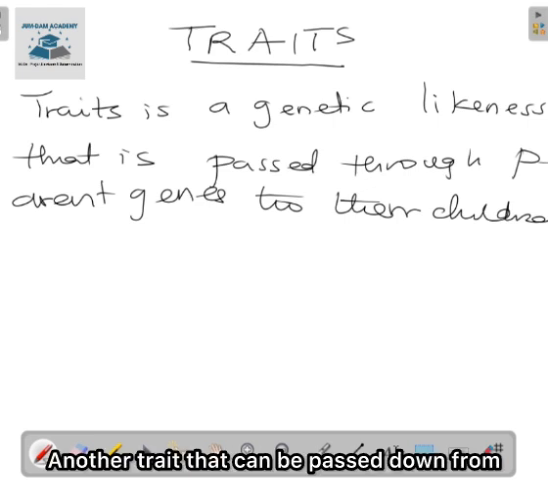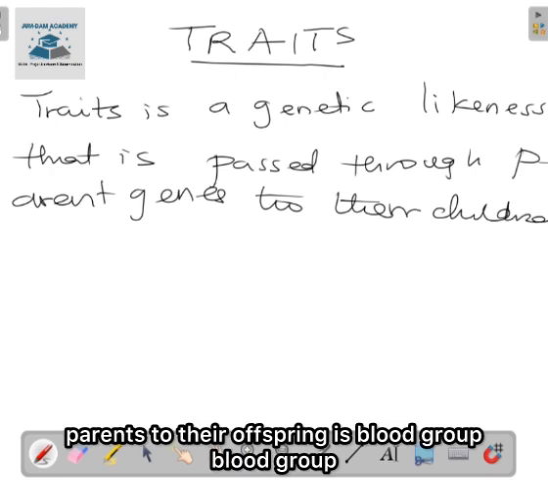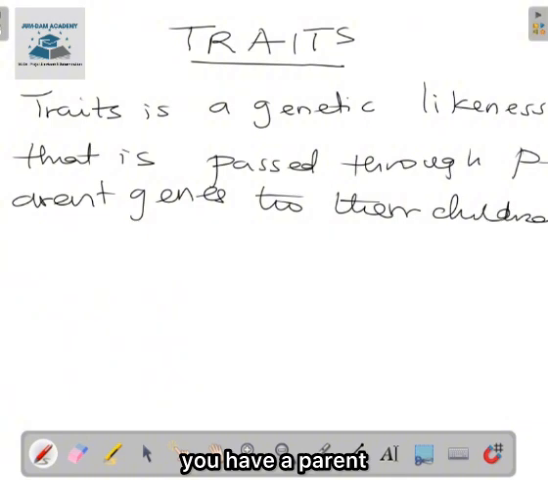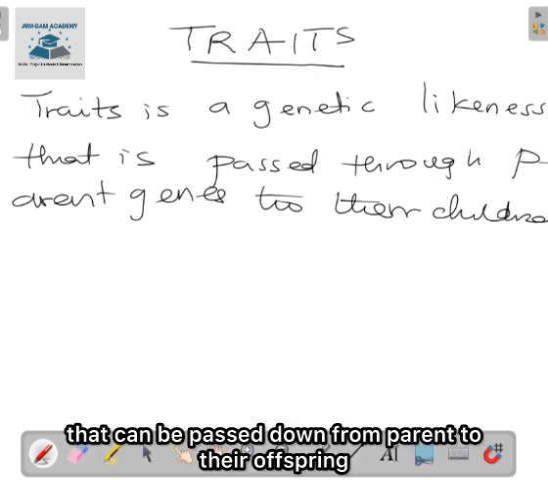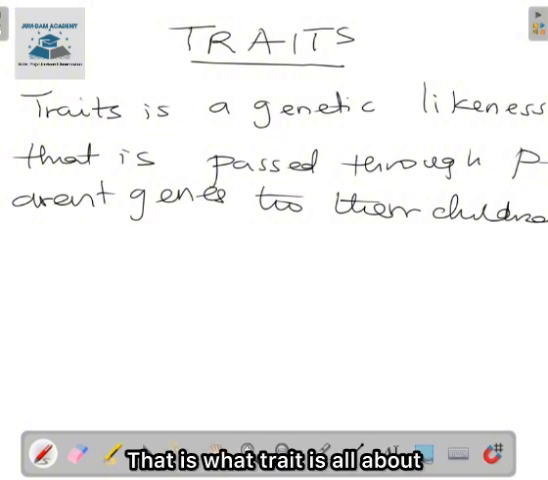Another trait that can be passed down from parents to their offspring is blood group. You have a parent that is AA and AS, or AS and AS. They can give birth to an offspring that is also AS. So all these traits are physical features that can be passed down from parents to their offspring. That is what trait is all about.